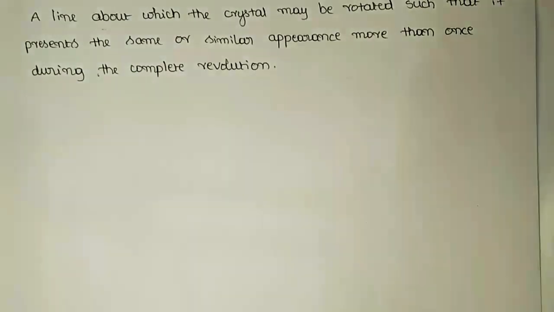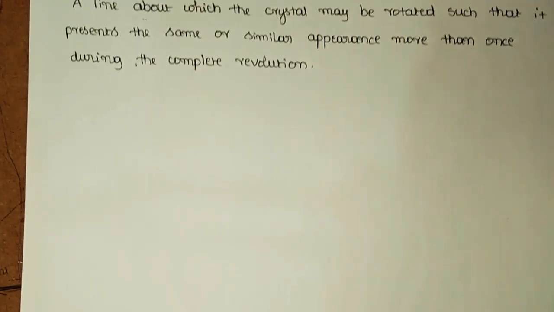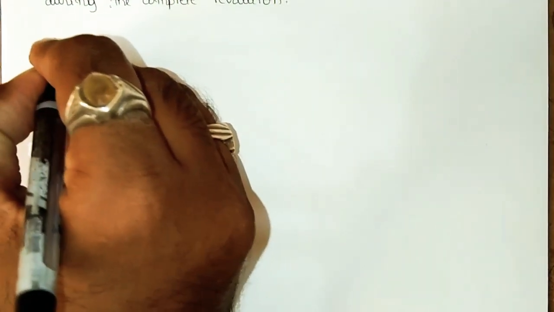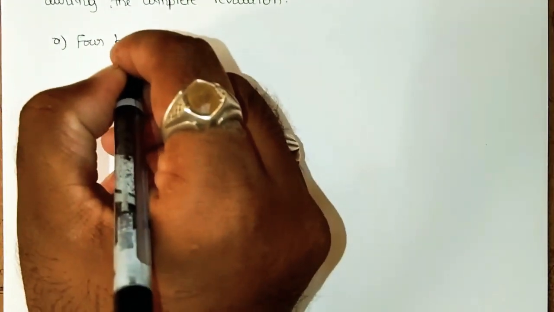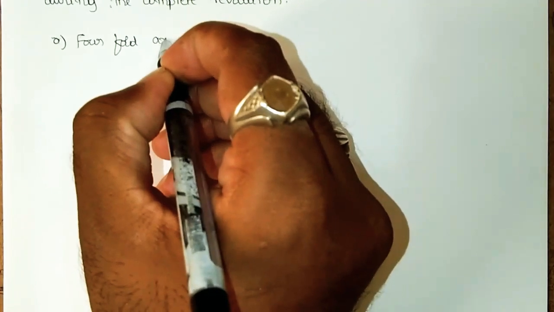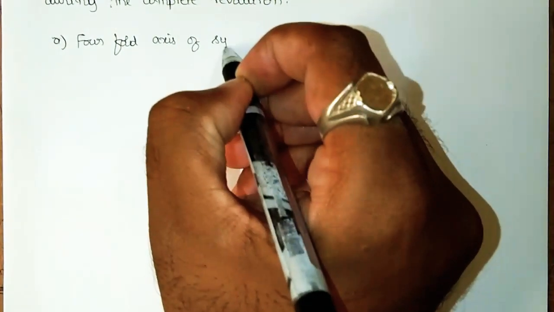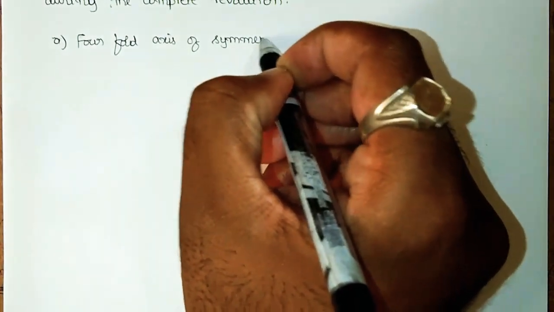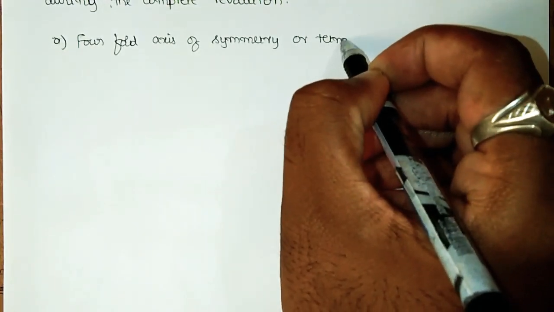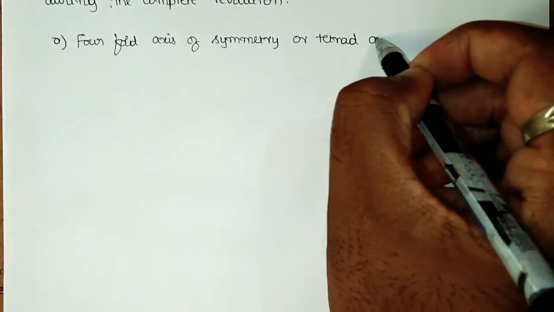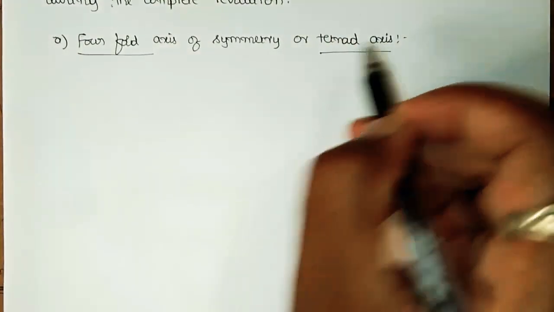So now we shall learn the different types of axes of symmetry. In that, the first one is the fourfold axis of symmetry. This fourfold axis of symmetry is also called the tetrad axis.